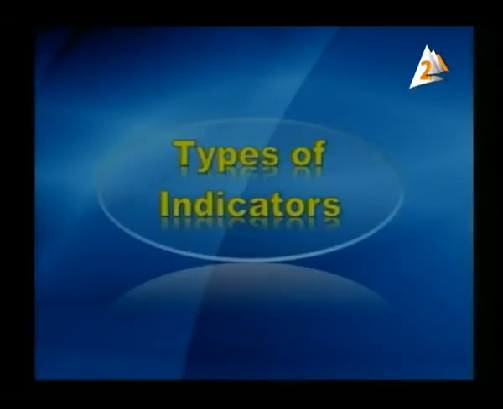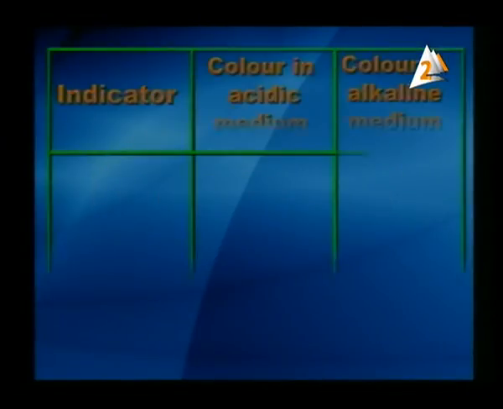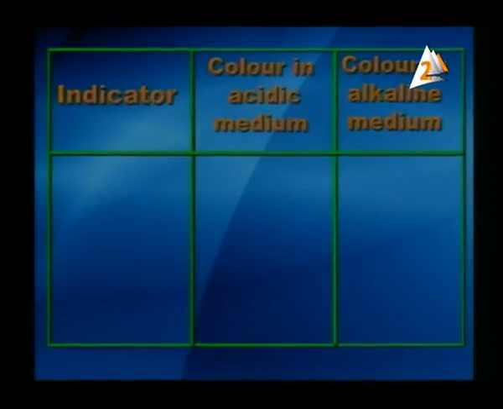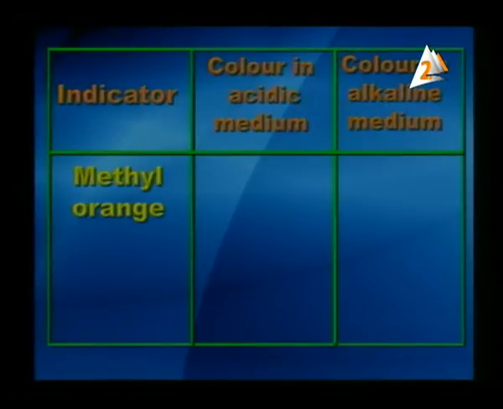We have the types of indicators. What is meant by these types? What are the types and what is the color of each one? As a beginning, we have an indicator and the color in acidic medium, also the color in alkaline medium. The first one is methyl orange. The color of this one in acidic medium will be red, and in the alkaline medium, it will be yellow.